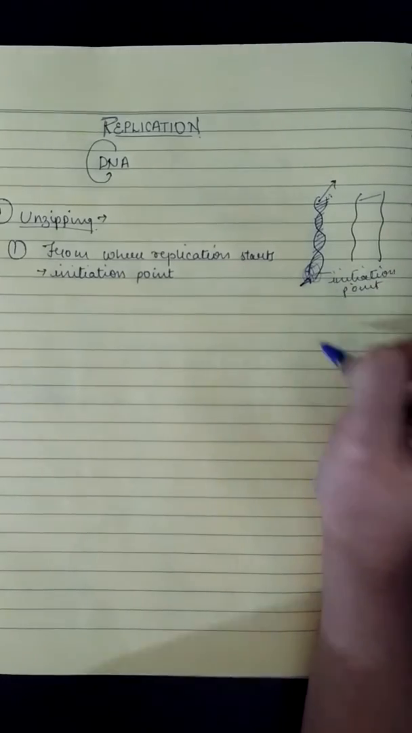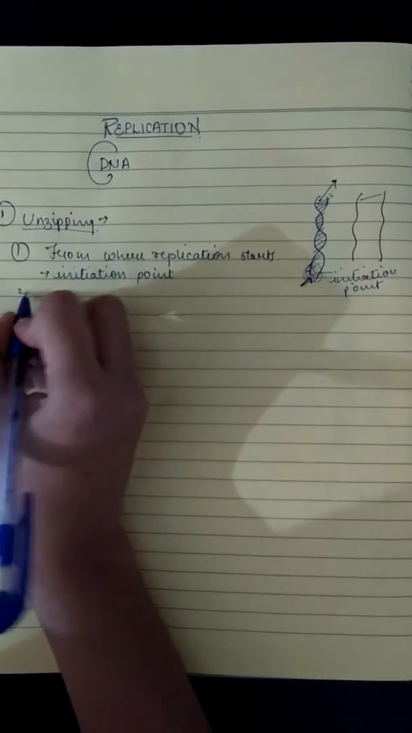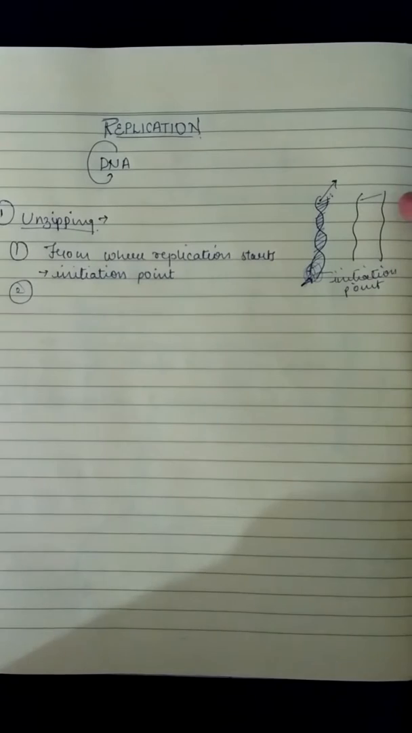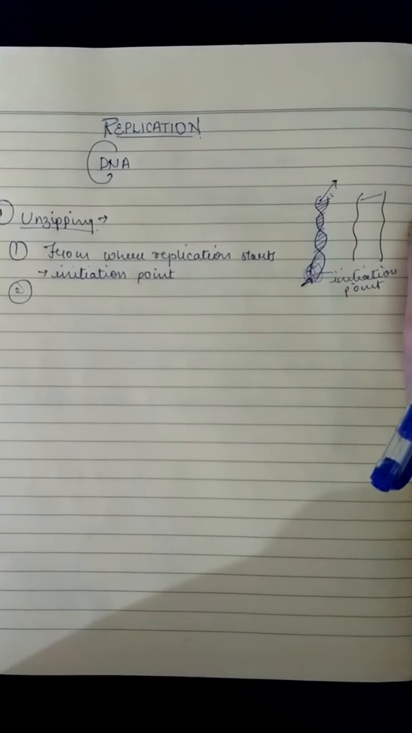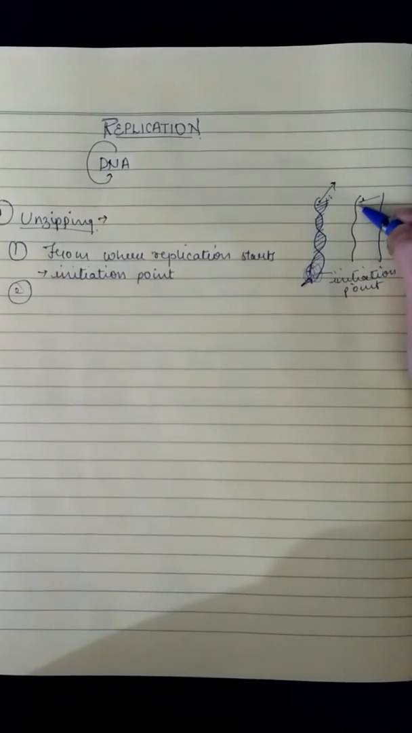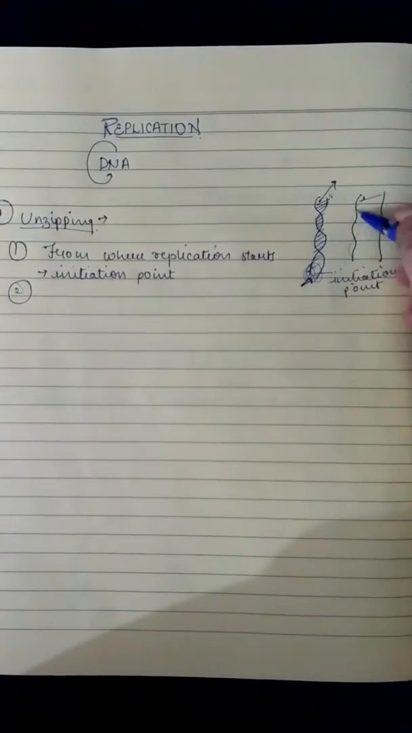Okay. So next thing is the formation of new chains. First of all, we have to separate both chains from each other, because the new chain will be synthesized on these old chains, and then a double stranded DNA will be formed. So we have to separate both of them. First of all, we have to break the hydrogen bonds in between them.